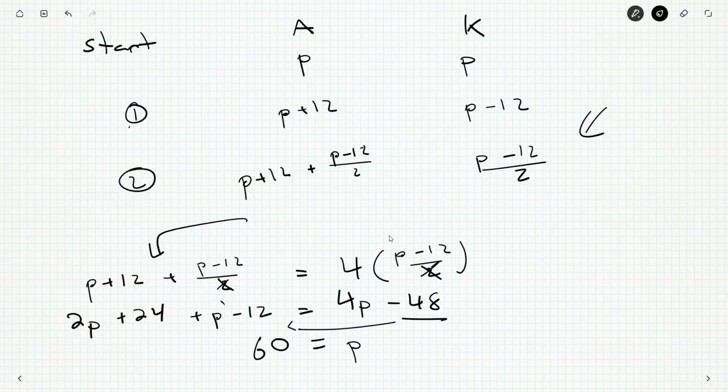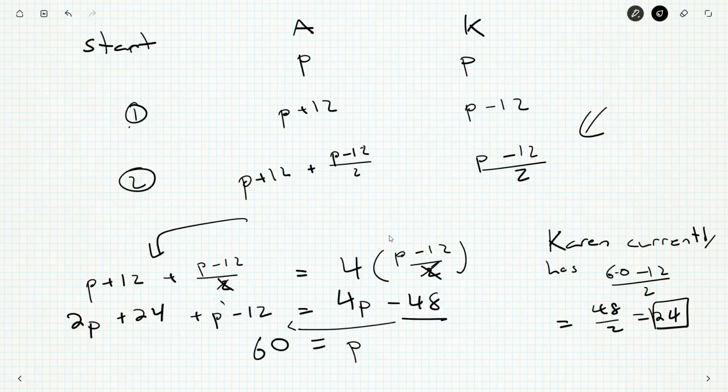But we don't care about that. We want the number that Karen has. So Karen currently has 60 minus 12 over 2. But that's 48 over 2, or 24 apples.